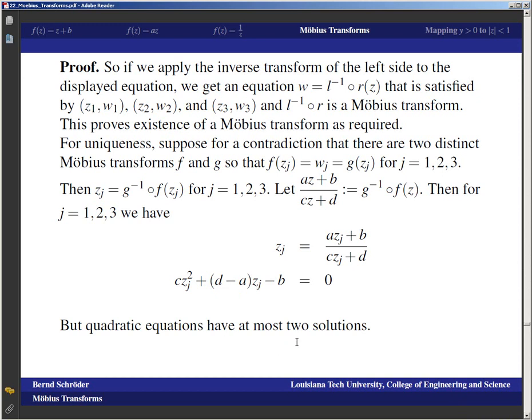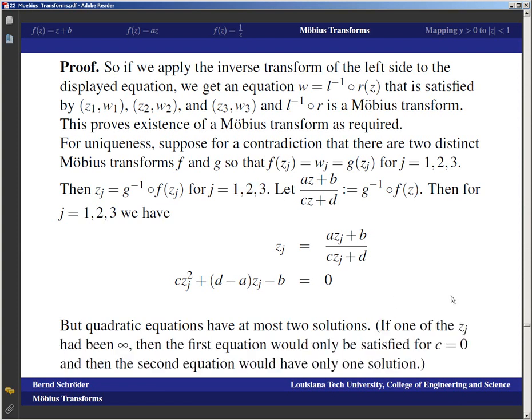But notice that quadratic equations have at most 2 solutions, and this equation is supposed to be satisfied for 3 distinct points. If we want to be really careful about that, one of the zj's could have been infinity, but if that had been the case, we would have had infinity equals infinity, and that only works if c is equal to 0, because otherwise the right side would go to a over c. And if c is equal to 0, then this equation would only be satisfied for one solution, or we would still have two real solutions for j equals 1 and 2, let's say. Okay, so either way, we have proved the result.